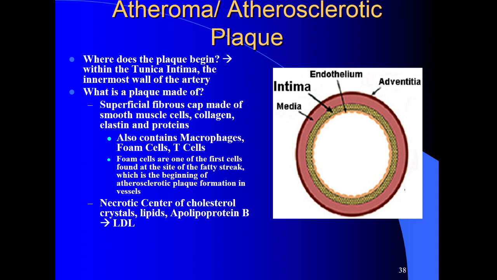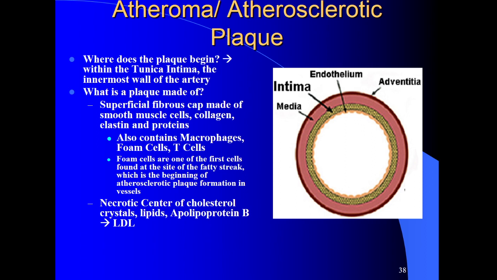Here you can see structure of the vessel, which consists of intima, media, adventitia, and endothelium. So where does the plaque begin? Within the tunica intima, the innermost wall of the artery. What's the plaque made of?